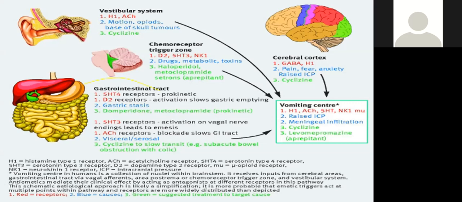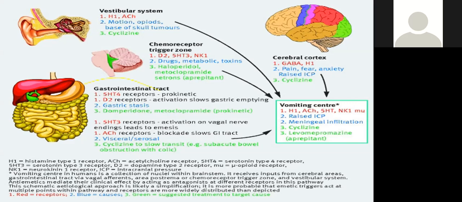Then GI tract, we've got two types. So we've got a prokinetic one, and the one with activation of the vagal nerve leading to emesis. So 5-HT4 and 5-HT3 are there. One cause of GI is gastric stasis. If gastric stasis is a cause of nausea and vomiting via the 5-HT4 and D2 receptors, we need to give a prokinetic to prevent that. So you give either domperidone or metoclopramide, which is a prokinetic.